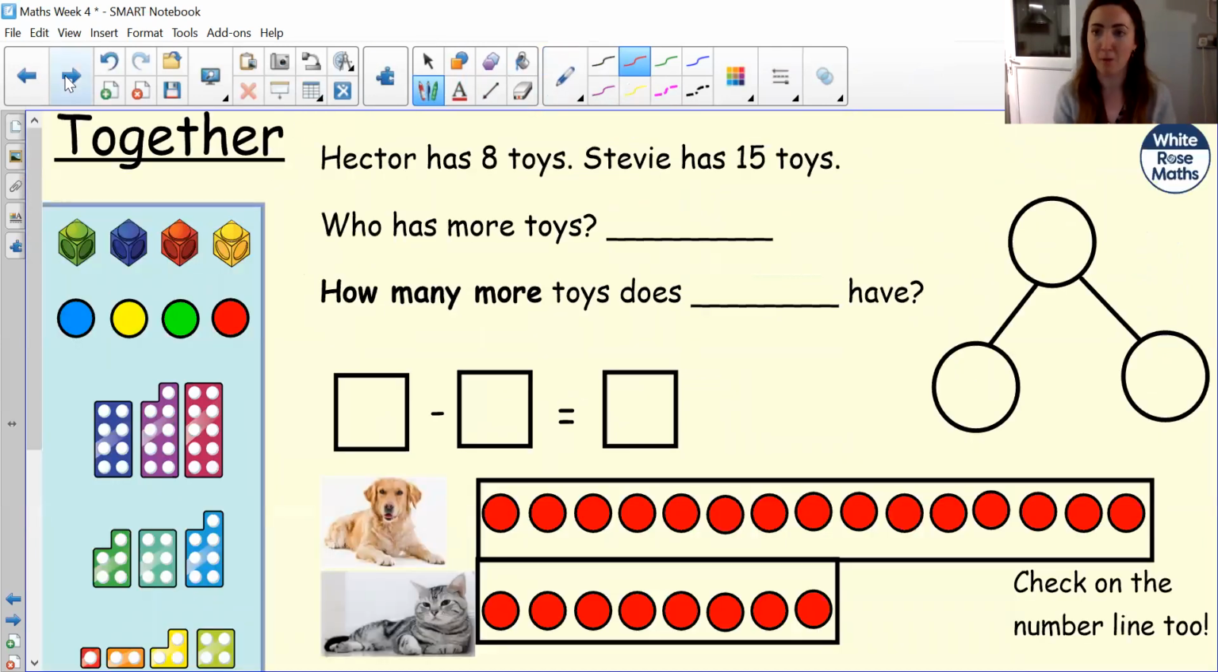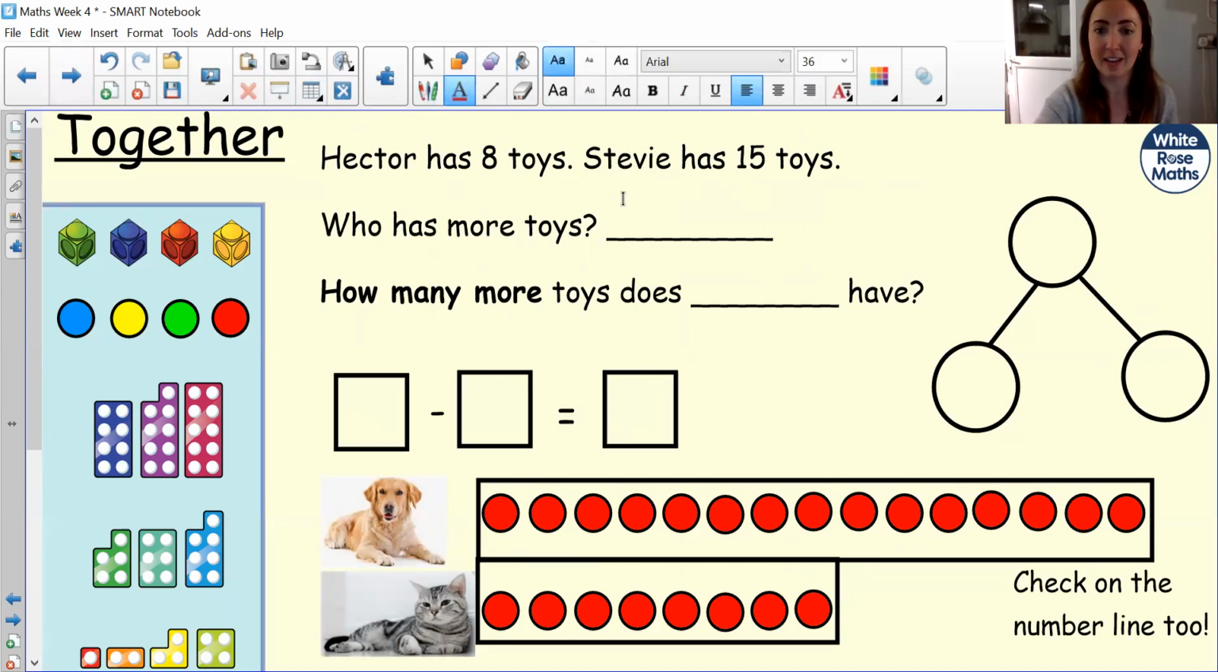So now we have another bar model. This time we are looking at how many toys Stevie and Hector have. So Hector has 8 toys. Here are Hector's 8 toys represented with counters and represented in a bar model. Stevie has 15 toys. Here are Stevie's 15 toys represented as counters in the bar model. Now the really easy question is who has more toys? Okay, who has more toys? That's right, definitely Stevie. We can see that Stevie has quite a few more toys than Hector.